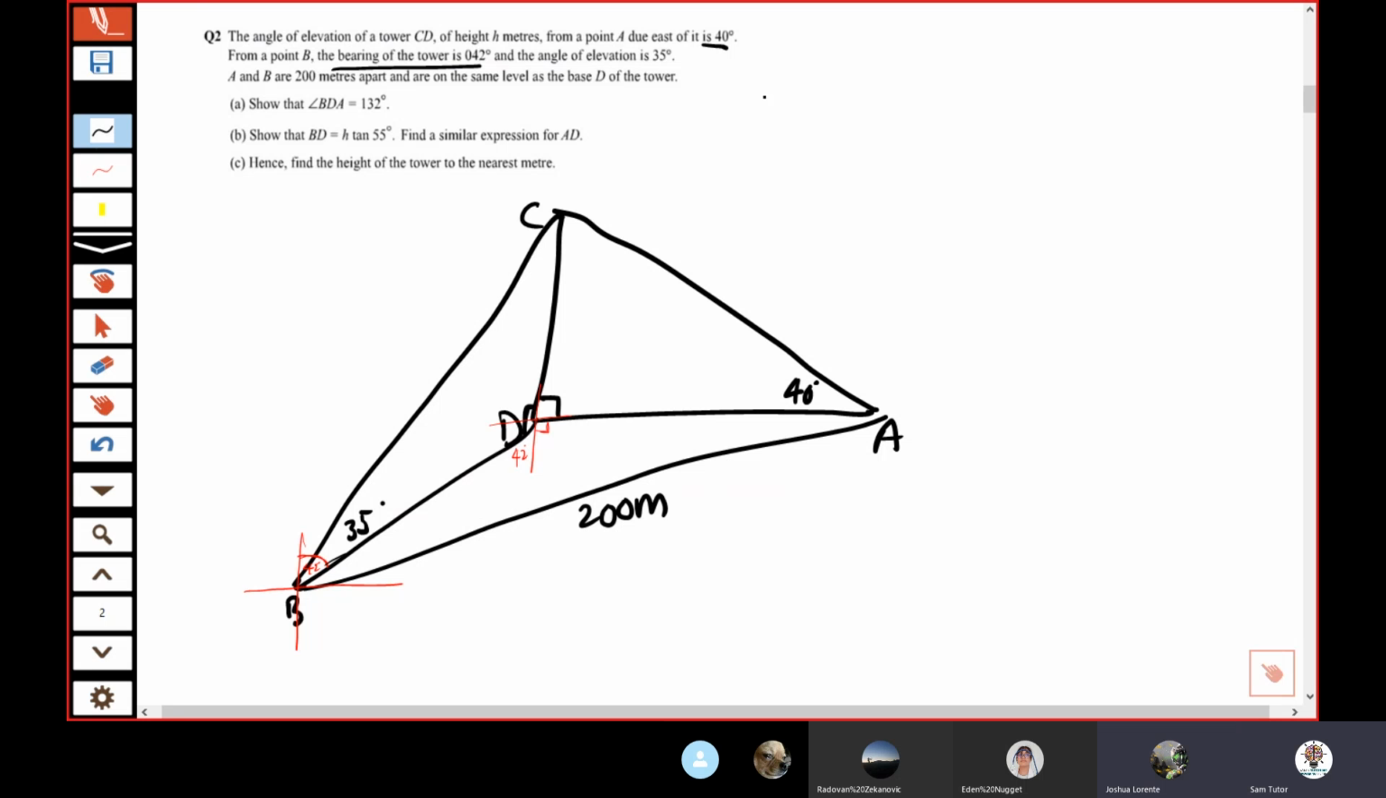Well, thank you, sir. Show that BDA. I mean, look, you're done. If you do it this way, it's done. It's 132. Well, you'll just go from the diagram. 90 plus 42 equals 132.